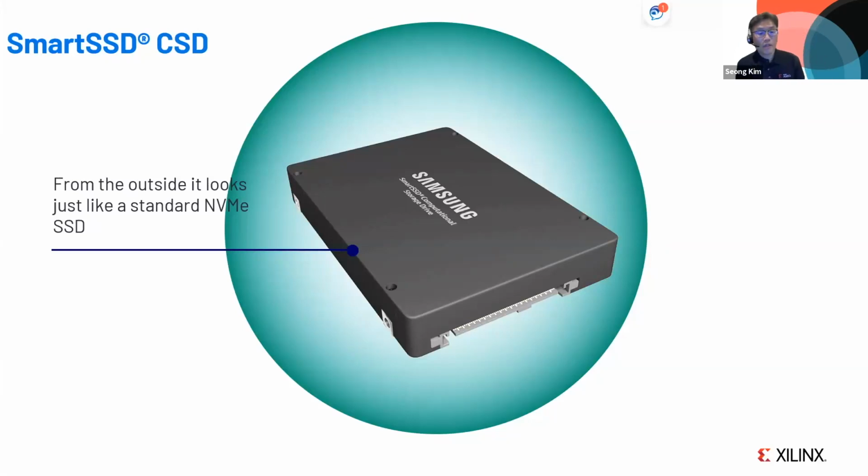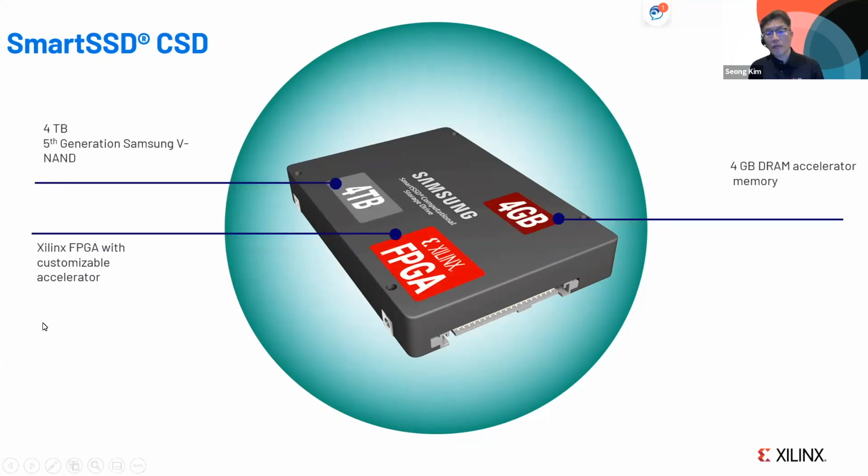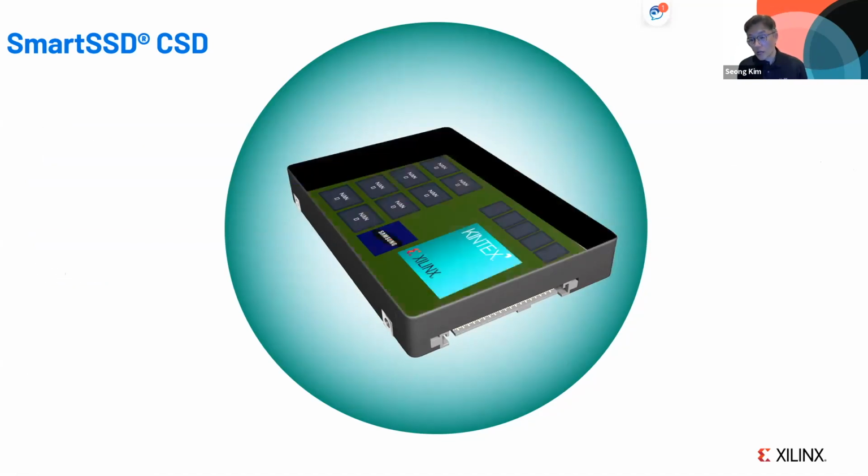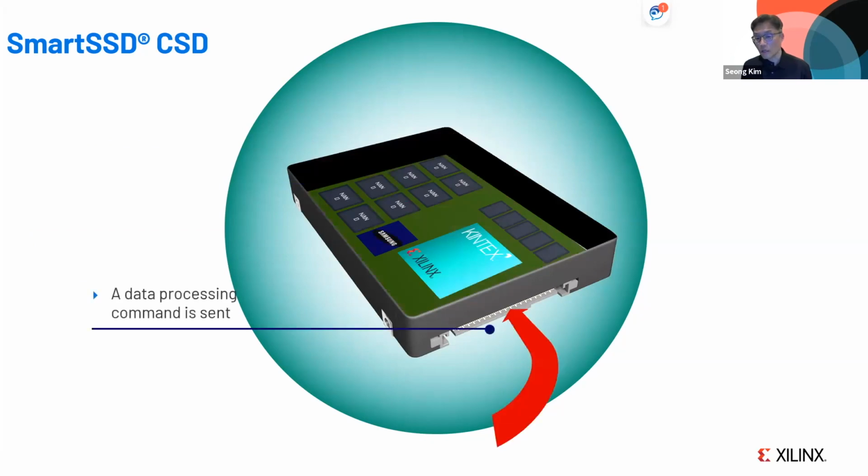Thanks, Steve. As mentioned earlier, let me introduce what SmartSSD is, and then how it operates, and then what kind of acceleration can be done. From the outside, it looks like just regular standard NVMe SSDs. And then inside, there's 4 terabytes of Samsung VNAND, and then also it has an FPGA that can provide acceleration functions, and then 4 gigabytes of DDR memory for the FPGA to use.